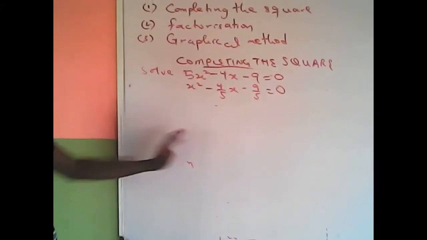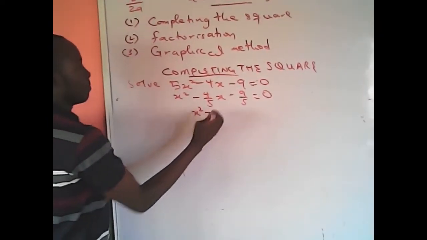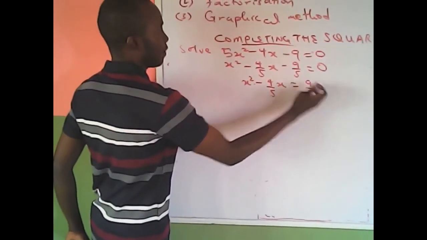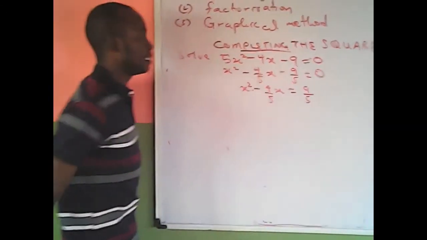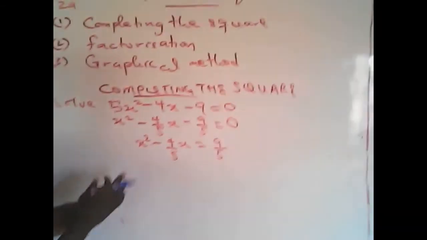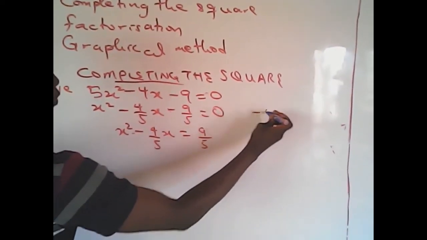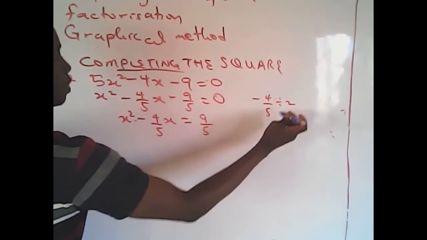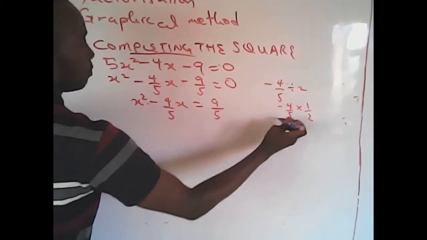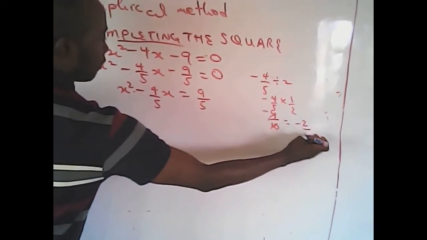Then the next thing, we move the constant term to the right hand side, so we have x squared minus 4 over 5 x equals 9 over 5. Now the next thing is to take the coefficient of x and divide it by 2, that is minus 4 over 5 divided by 2, meaning minus 4 over 5 times 1 over 2, which is minus 4 over 10, or minus 2 over 5.